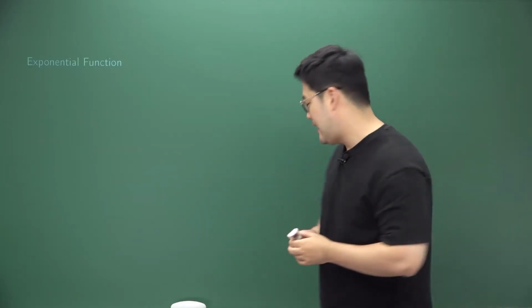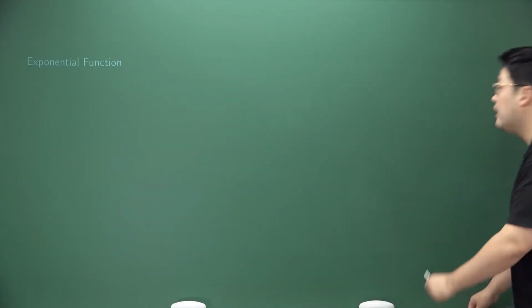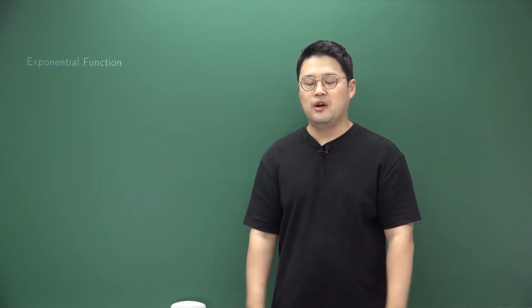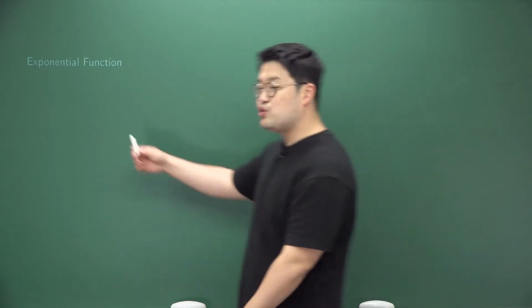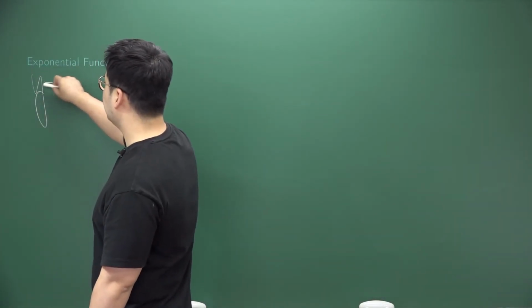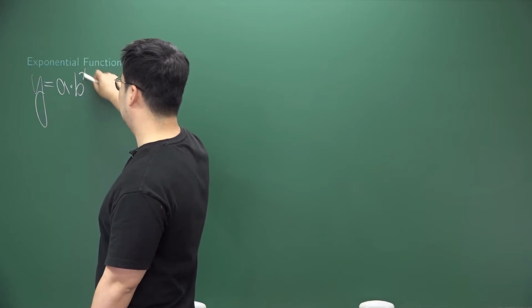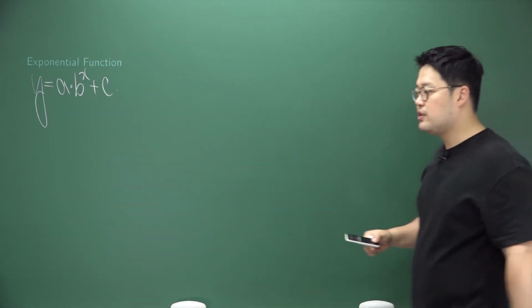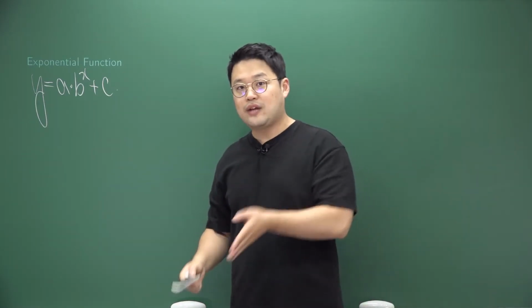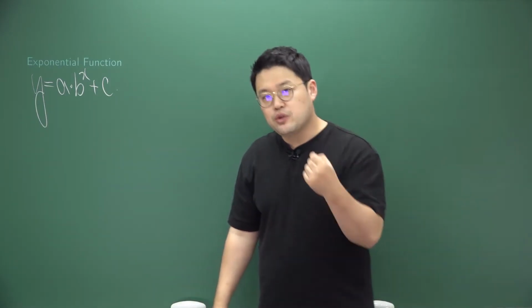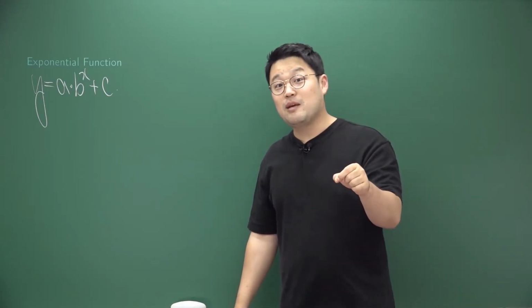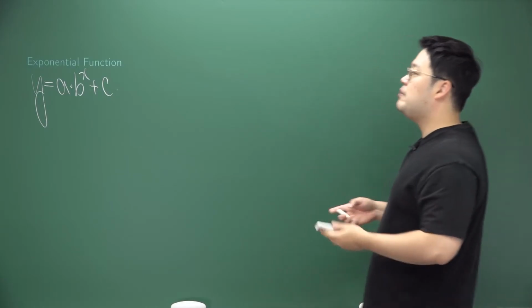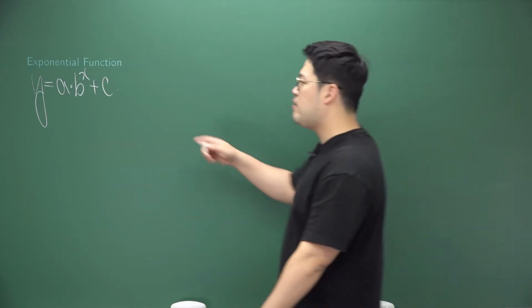Hi everyone, welcome back. Let's begin with exponential functions today. Exponential functions are one of the transcendental functions. Now, what is an exponential function? It usually has the form y equals a times b to the x plus c. So it's unlike polynomial functions, radical functions and rational functions. The special thing about this is that the variable is placed in the exponent. That being said, we have some very weird concepts.